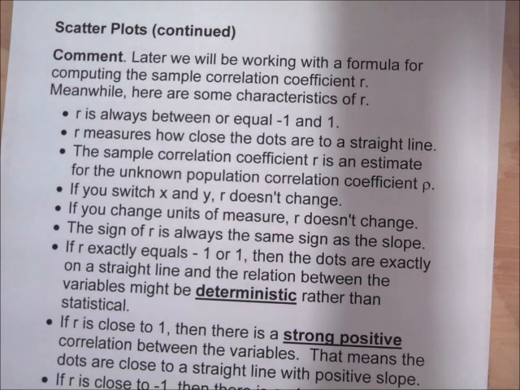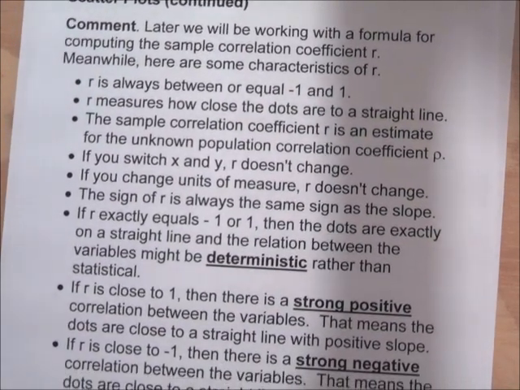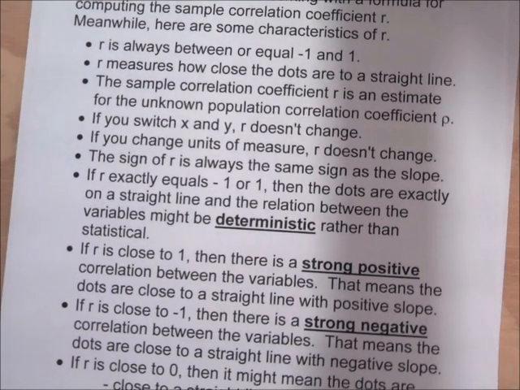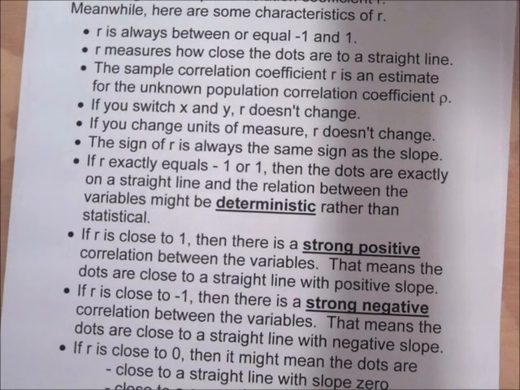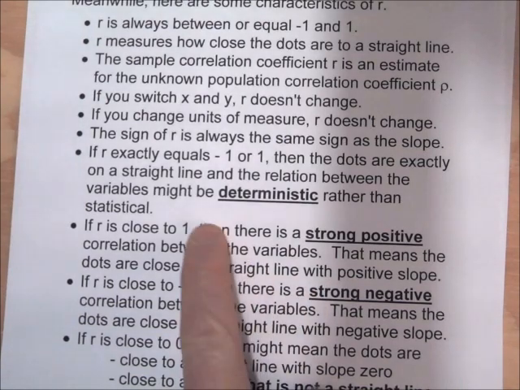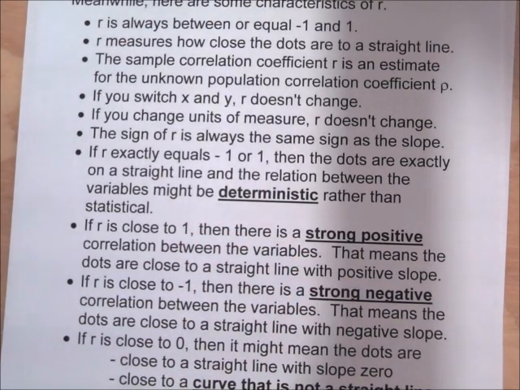And again, if R is exactly equal to -1 or 1, the dots are exactly on a straight line, and the relationship might be deterministic. It might have happened by chance, but it depends on how big your data set is. If the data set is small, it could have been exactly on a straight line by chance. If R is close to 1, there's a strong positive correlation, and that means that the dots are close to a straight line with positive slope. The correlation coefficient always has the same sign as the slope. If r is close to -1, there's a strong negative correlation. That means the dots are close to a straight line with negative slope.